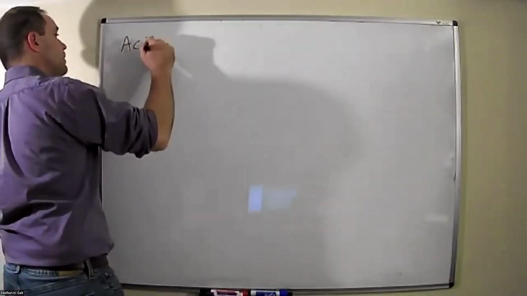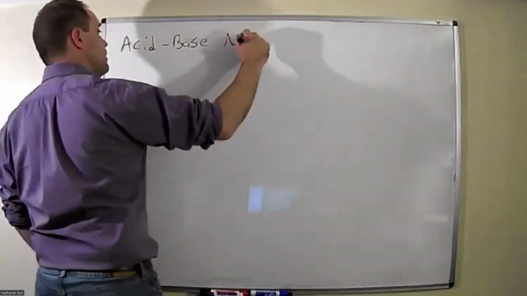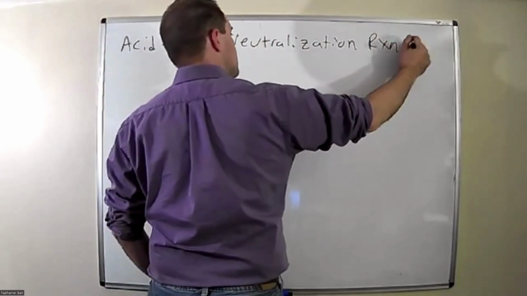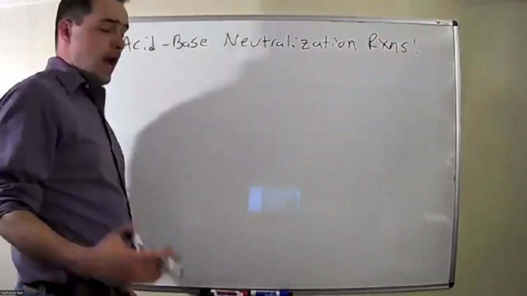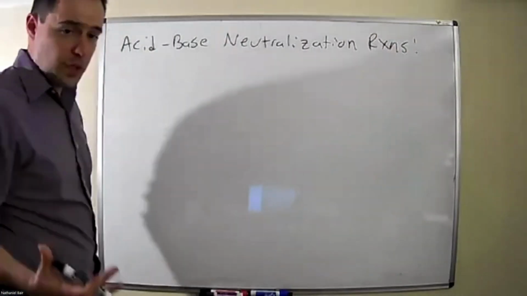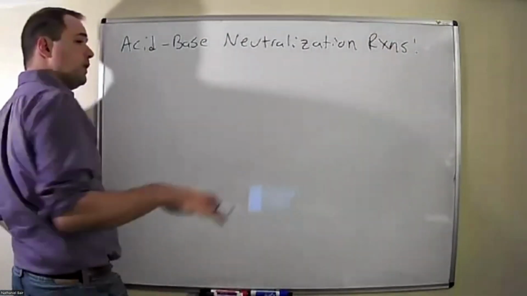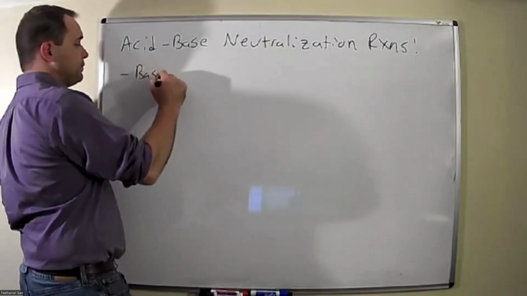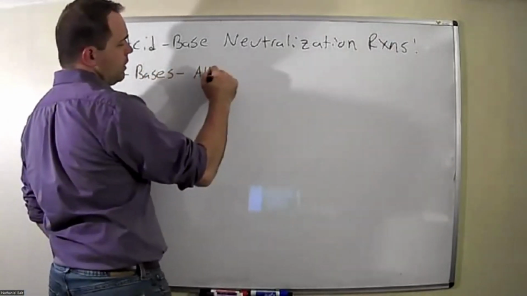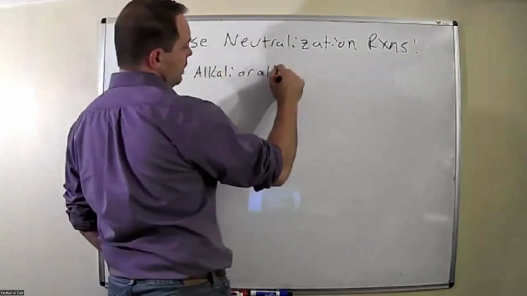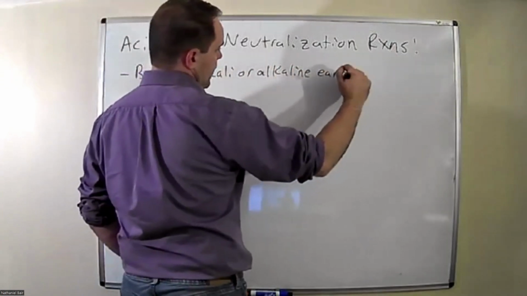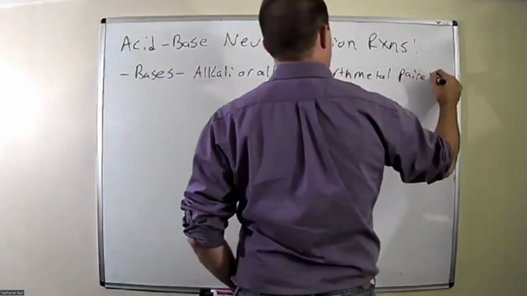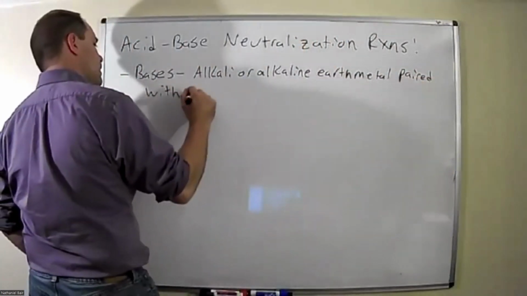So acid, base, neutralization reactions. An acid is anything that starts with hydrogen, and we already know what an acid is because we did acid nomenclature. Our bases are going to be an alkali or alkaline earth metal paired with hydroxide.